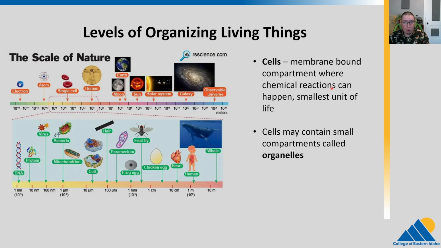Okay, then we have our first bit where we can be living, right? Cells. Cells are membrane-bound compartments where chemical reactions can happen. This is our smallest unit of life. So they are bound by some sort of membrane, which is generally made up of lipids, and inside of that, unique chemical reactions can occur that wouldn't happen outside of it, and that's what enables life.